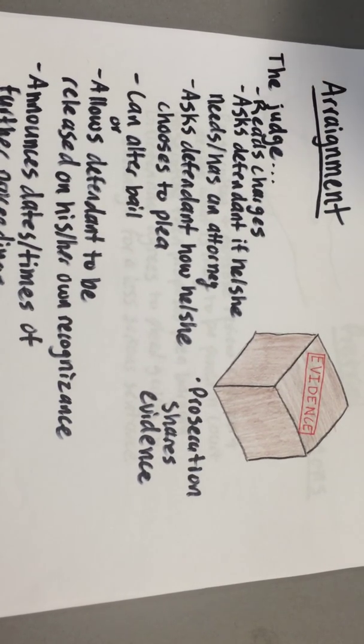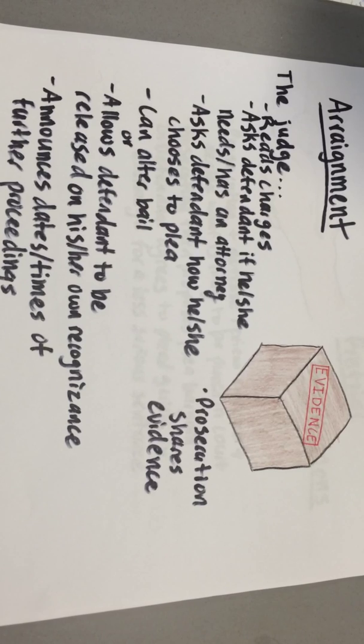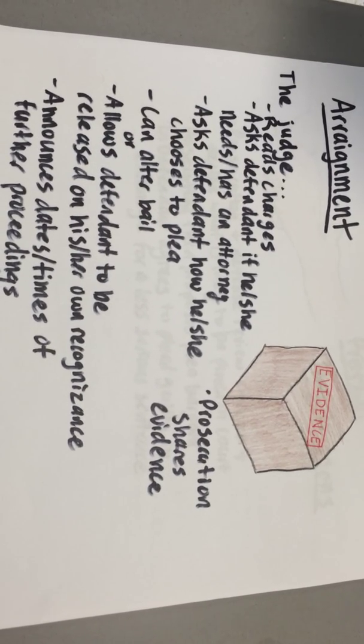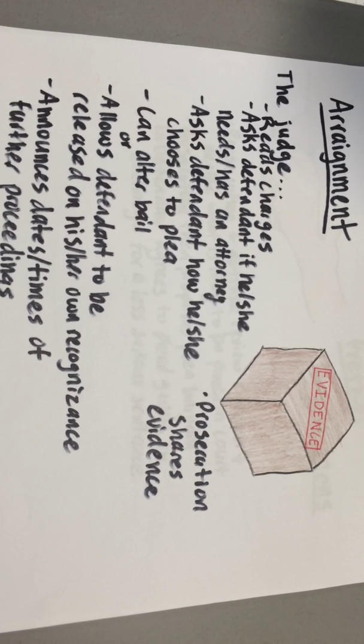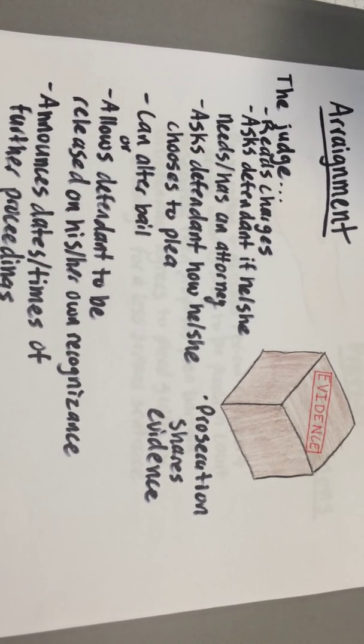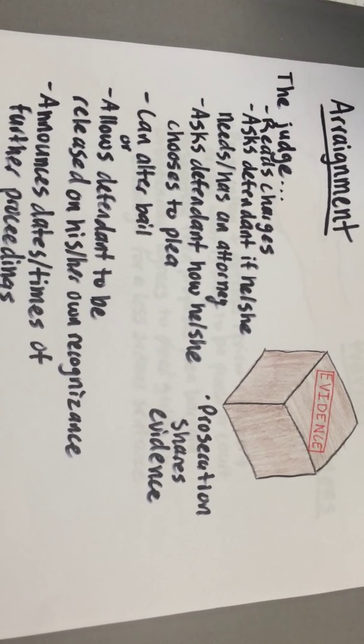The arraignment is the first courtroom-based proceeding in a criminal case. For the arraignment, the accused goes before a judge who first reads the criminal charges against the defendant. The judge then asks the defendant if he or she has or needs an attorney. The defendant is also asked how they have chosen to plead, either guilty or not guilty.